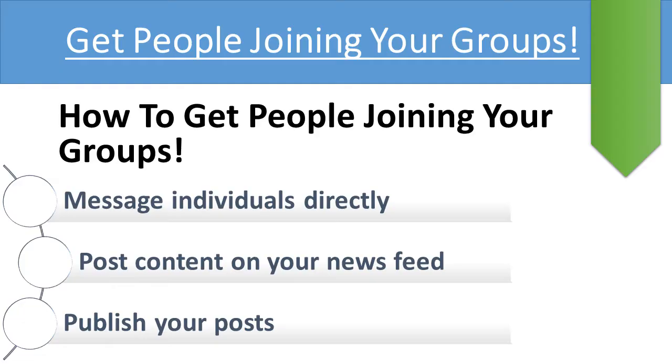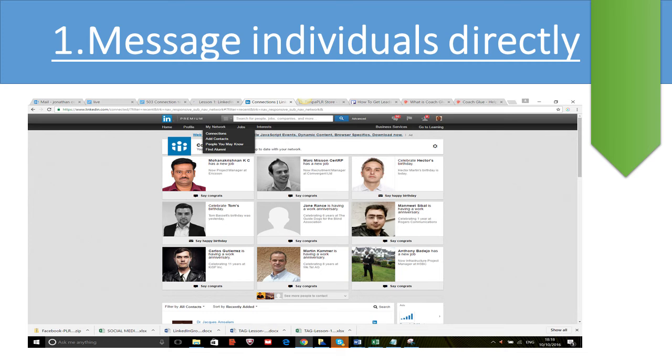Now, one of the quickest and most efficient ways to build a real and responsive group is to invite your own connections to join your group. There are a couple of ways you can do this. First, you can message individuals directly, you can post content on your newsfeed, or you can publish your posts on LinkedIn's publishing platform. Let's take a look at examples.